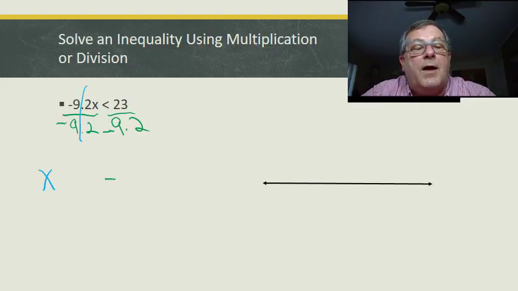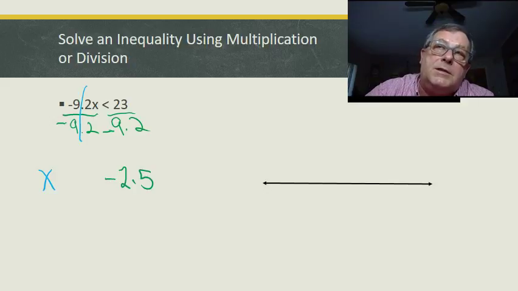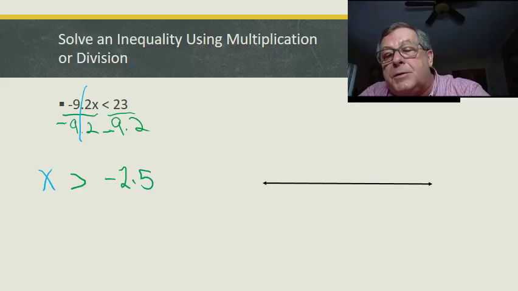And 23 divided by negative 9.2 is negative 2.5. Now, again, what about my inequality symbol? Well, I divided by a negative, and so rather than being a less than, it is now going to be greater than. And so x is greater than negative 2.5. Let's go to the last step. Let's put this on the number line.